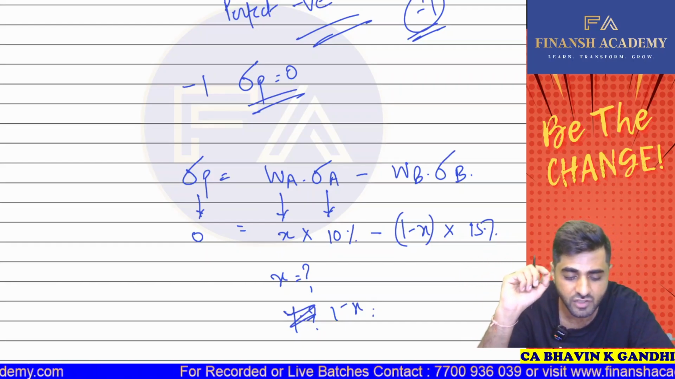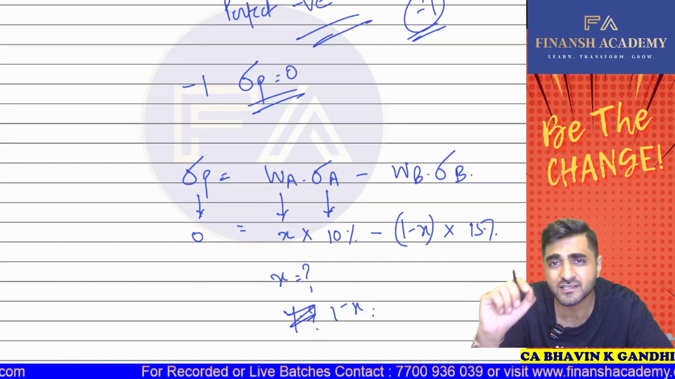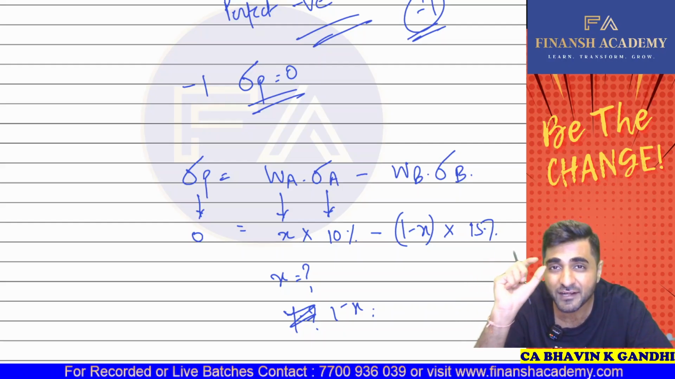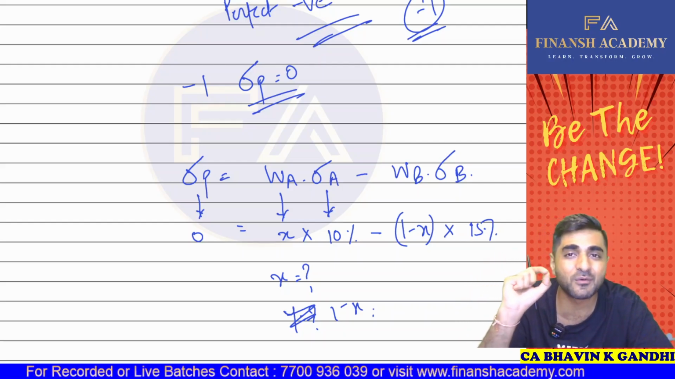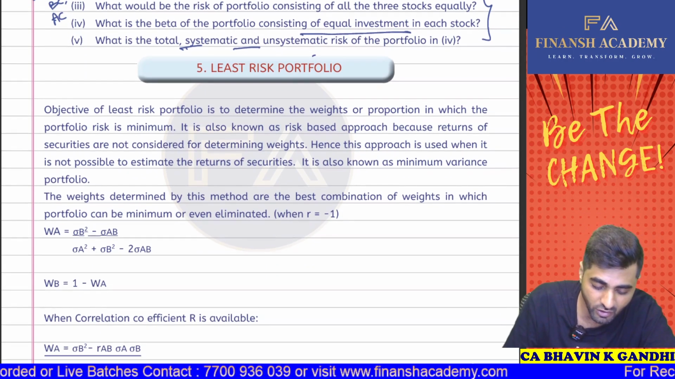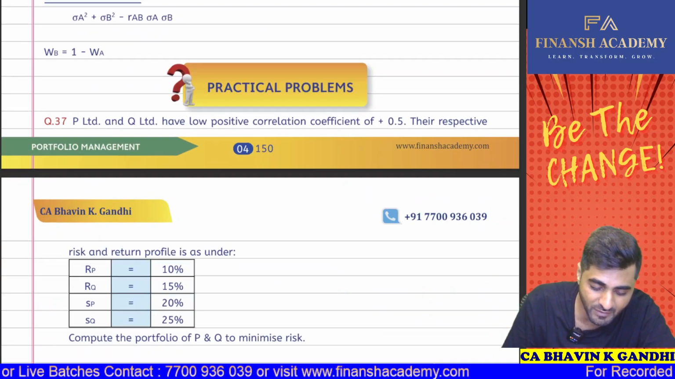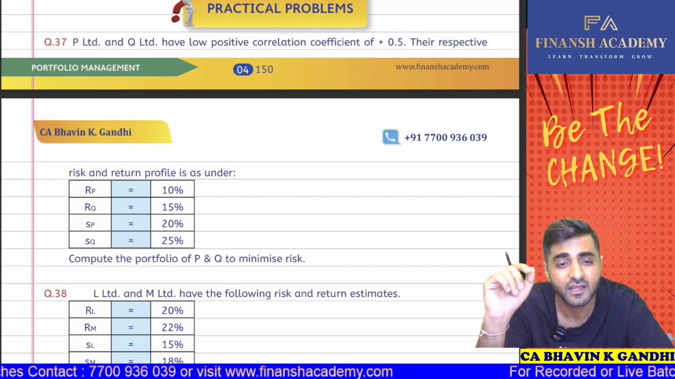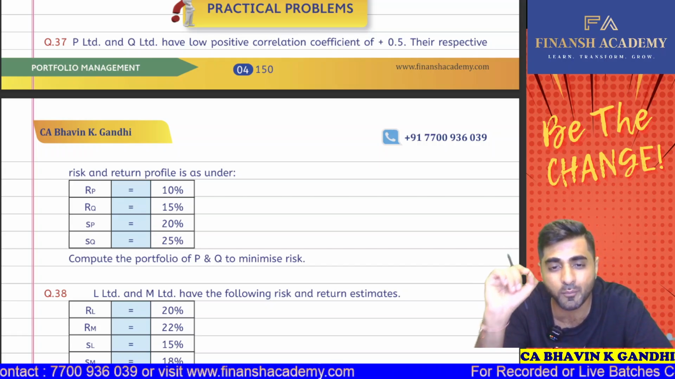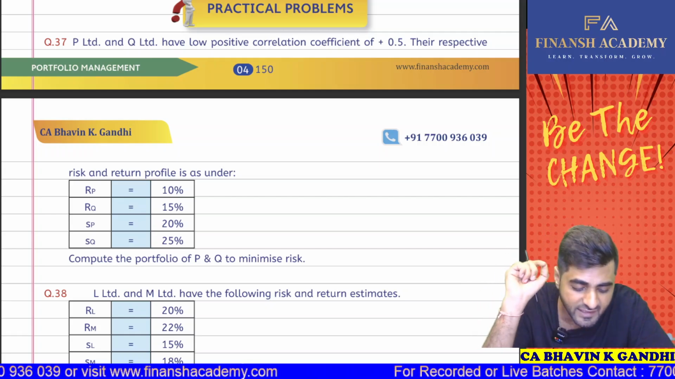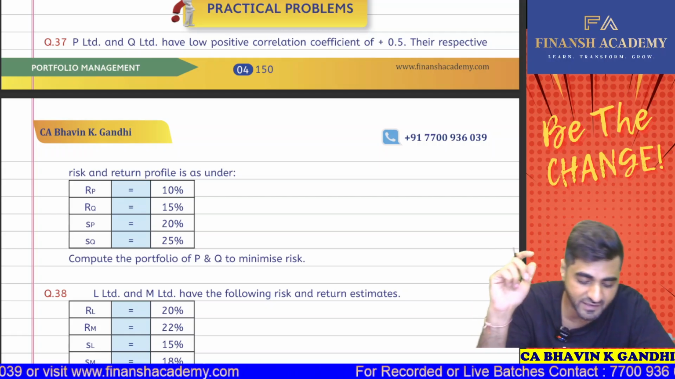I hope you all have understood this concept, the least risk portfolio, when to use it: when we are required to calculate that combination of a portfolio in which the risk is going to be minimum. So this is the formula, and let's say in question number 37, P and Q have a low positive correlation coefficient, that is plus 0.5, and the respective risk and return profile is given to you.